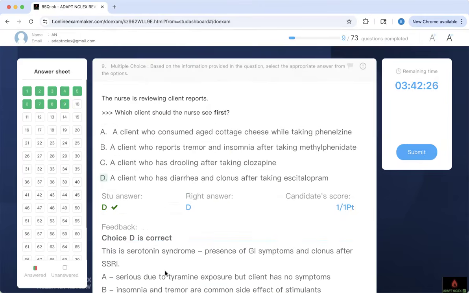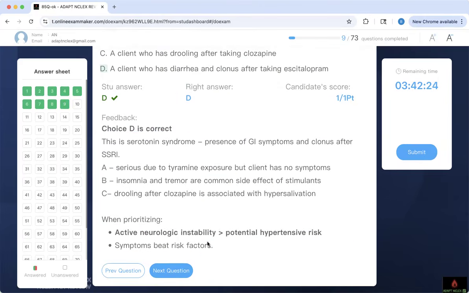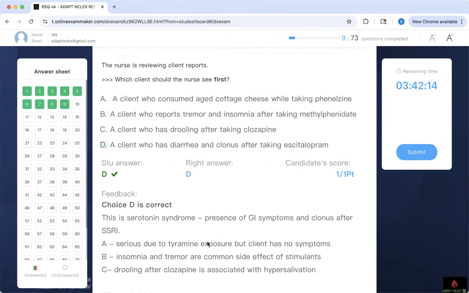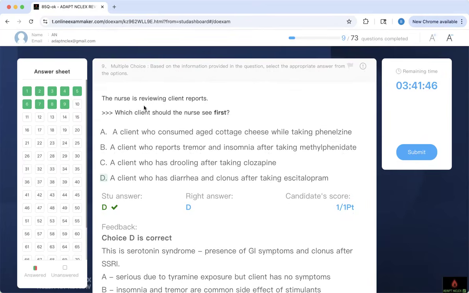I said, put down your answer choice and tell me where you're watching from. You can take a picture of it and see that acute neurological instability is greater than potential hypertensive crisis. First one, if you take herbs, you're going to have hypertension. 4 is already having symptoms. Therefore, we should pick them.